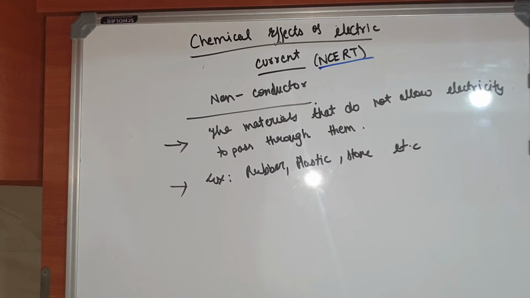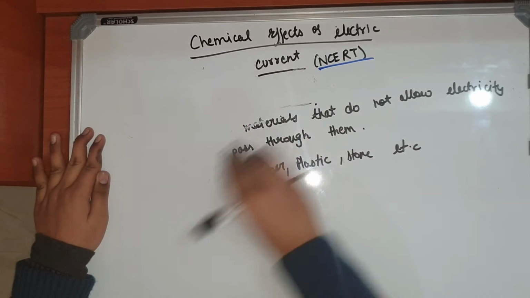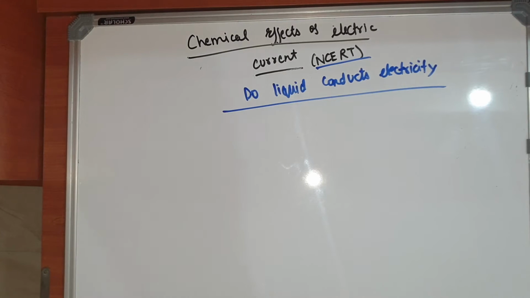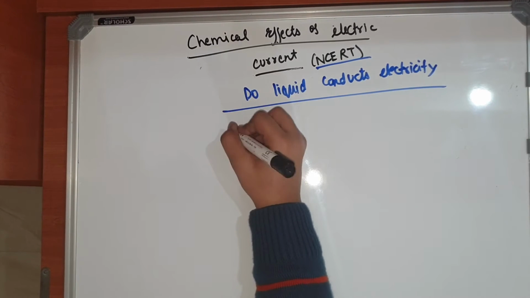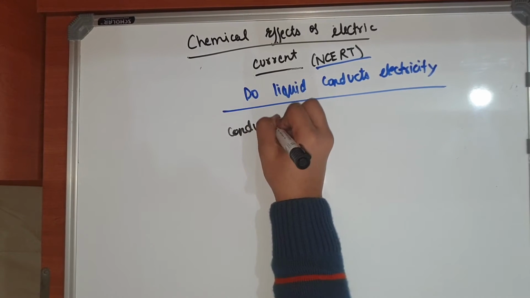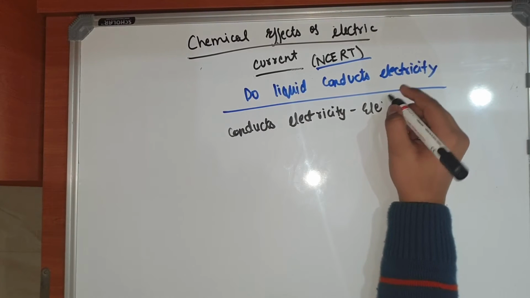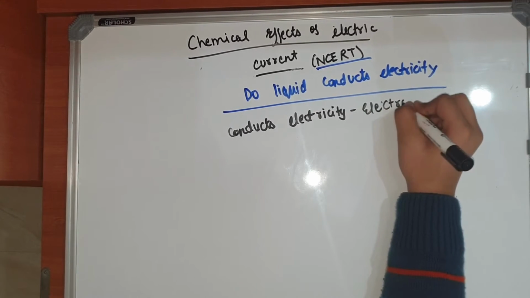So let's proceed to the next topic. Our next topic, as given in the book, is do liquids conduct electricity? Yes, liquid conducts electricity. As in solids, electricity is carried by electrons. In liquid, electricity is carried by ions, positively charged ions and negatively charged ions. So the liquids that conduct electricity are known as electrolytes. What is the spelling? Electrolytes.